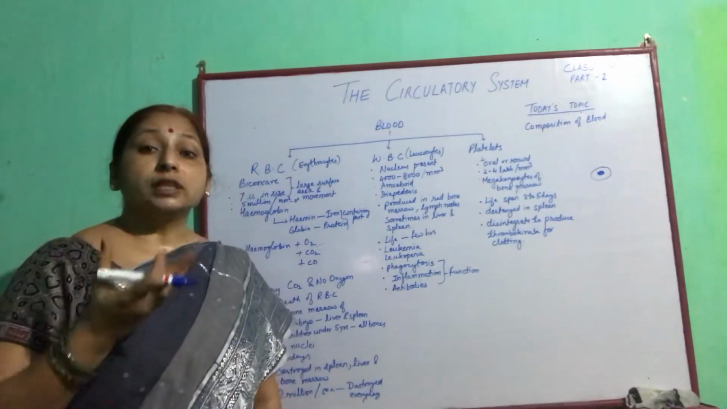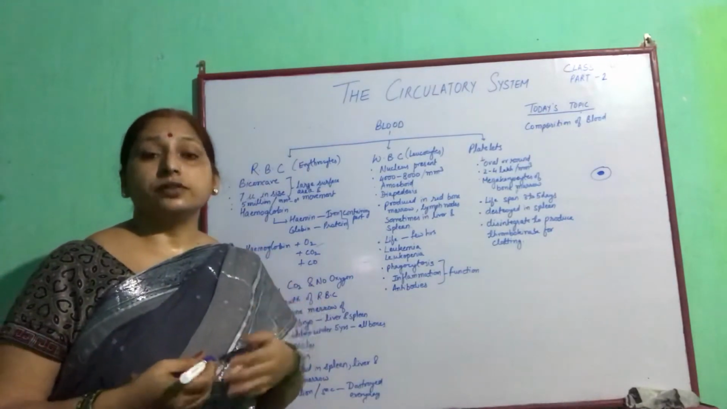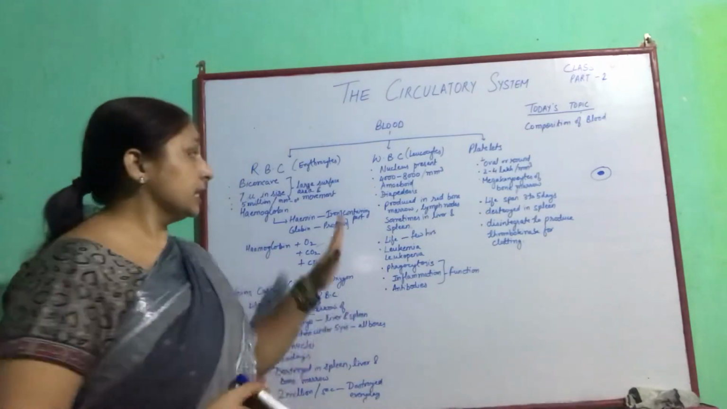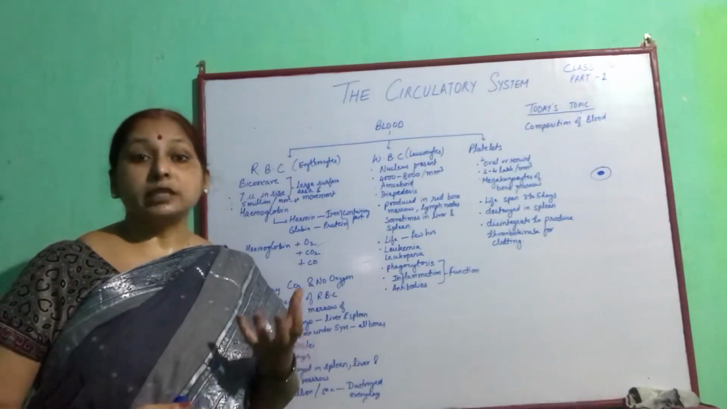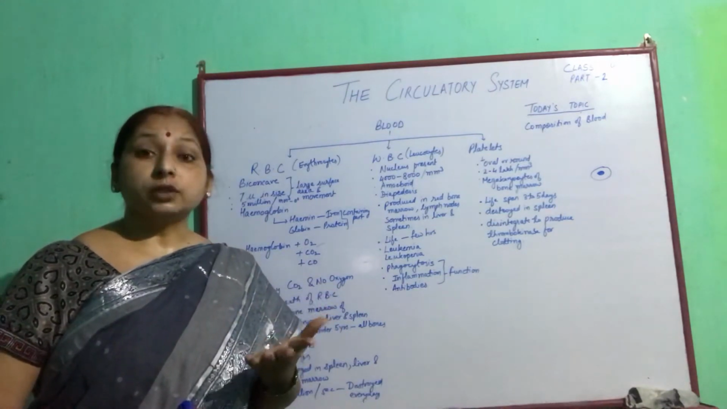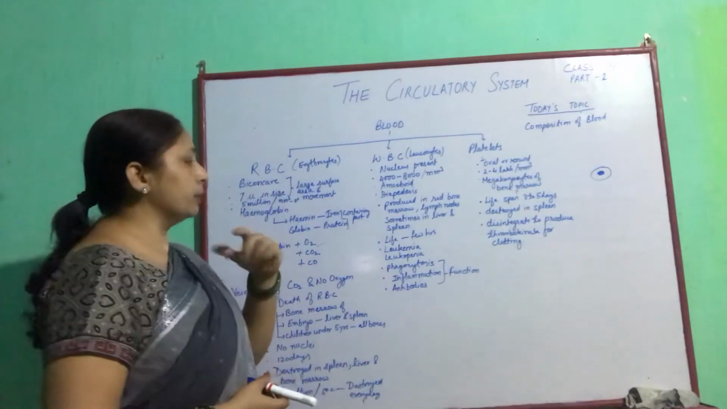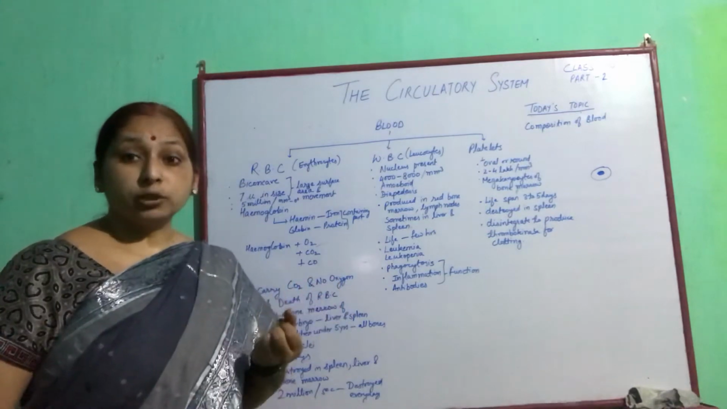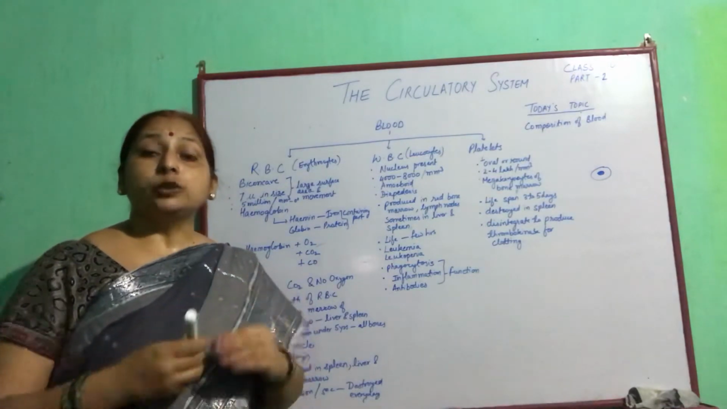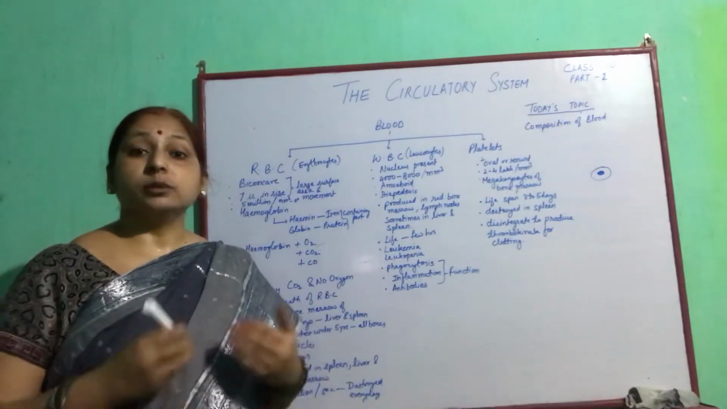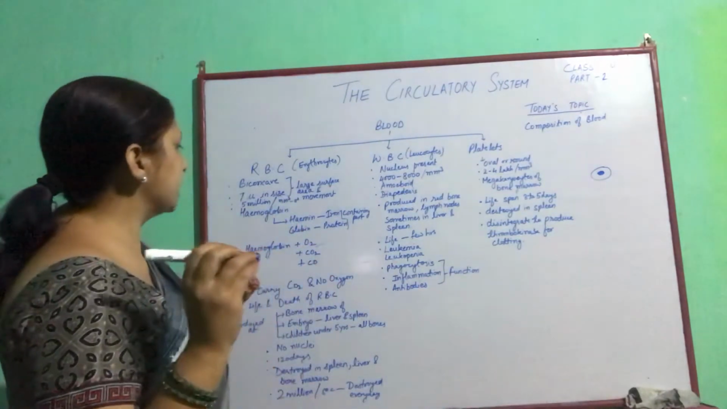What is the use of this biconcave structure? Biconcave structure gives large surface area for the absorption of oxygen, since it is the carrier of oxygen. The increased surface area provides more surface for the absorption of oxygen, while the small size, 7 micron, helps in movement of RBC into the narrow vessels.